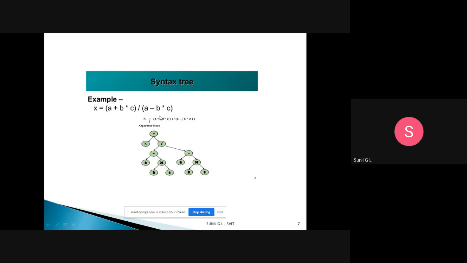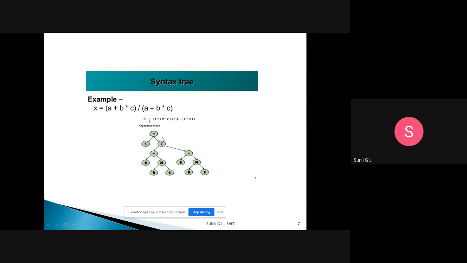Okay, so for this expression, minus becomes the root of this subtree, and a becomes the left child, and the right child will be the star. Okay, star, and b and c are the children of this star.